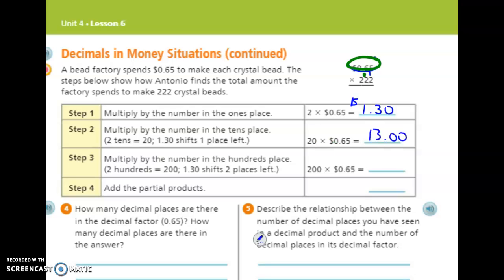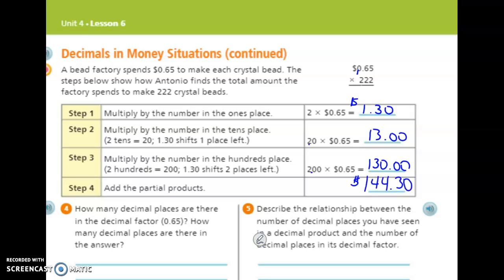$13. All right. Now we're going to multiply by this other 2. This is really hard for you to see, I think, but we're going to multiply by this third 2 over here. So it's 200 times 65 hundredths, or 65 cents. So now, same numbers, right? We're just going to shift one more place over. So instead of $13, what would it be? $130. All right, add them up.